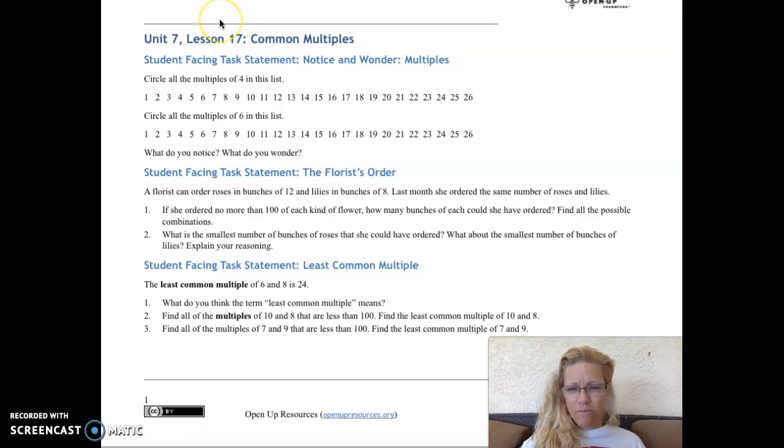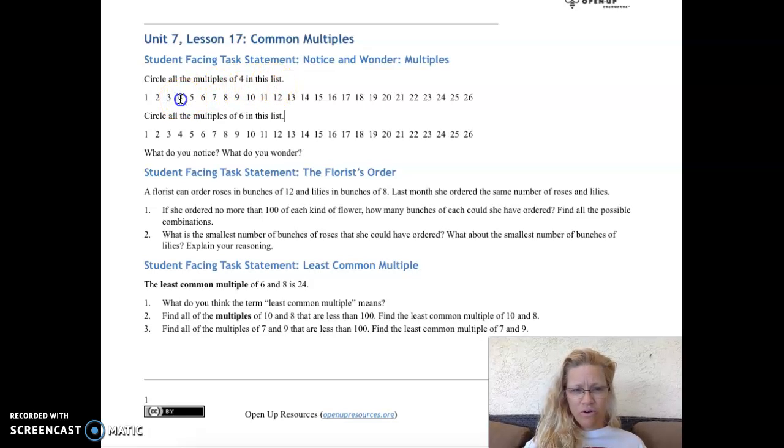So we're looking at common multiples, numbers that have something in common, and it's looking to find numbers that go into the same number. They multiply to get the same number. So for example, let's look at the first one. Circle all the multiples of 4 in this list.